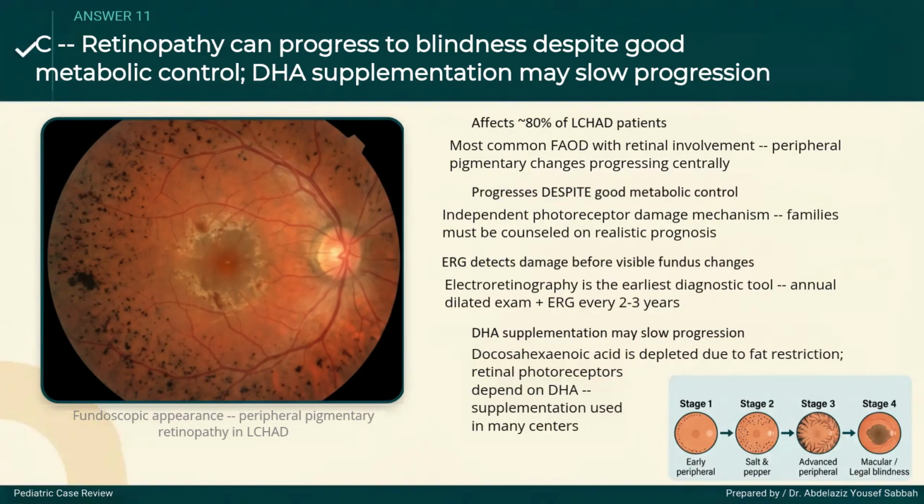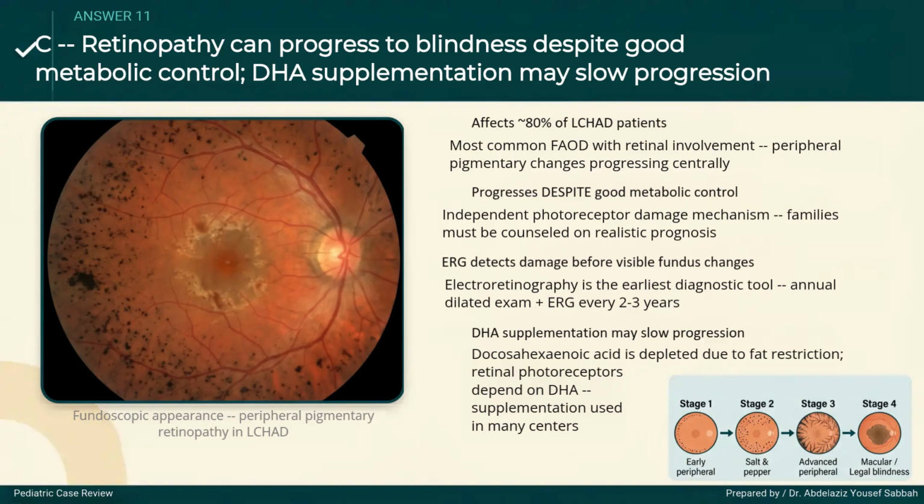LCHAD retinopathy can progress to legal blindness even with good metabolic control, and docosahexaenoic acid supplementation may help slow that progression. Retinopathy affects roughly 80% of LCHAD patients, making it the most common fatty acid oxidation disorder with retinal involvement. The peripheral pigmentary changes progress centrally over time. Crucially, it progresses despite good metabolic control because the photoreceptor damage follows an independent mechanism, so families must be counseled on a realistic prognosis.